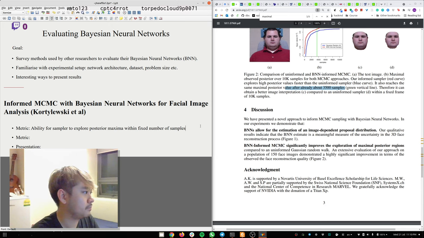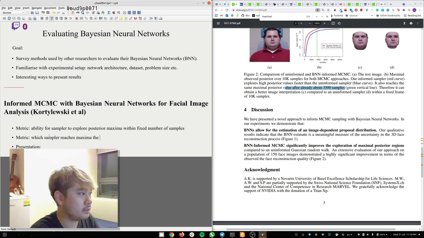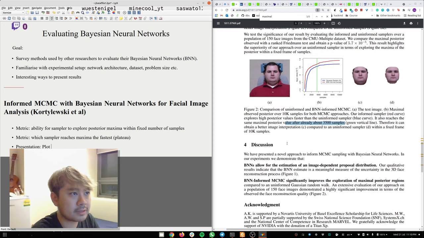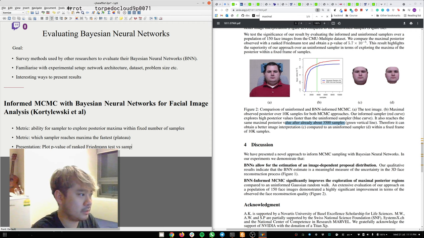Which sampler reaches maxima the fastest. Whatever, what the hell is a Friedman test? Ranked Friedman test and obtain p-value. P-value of ranked Friedman test versus samples.